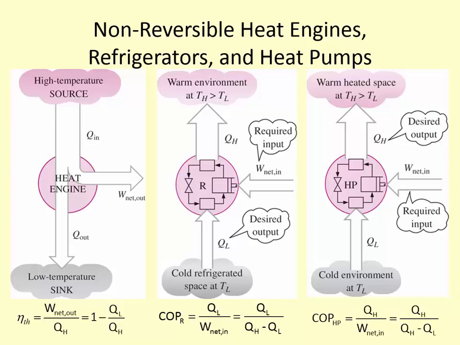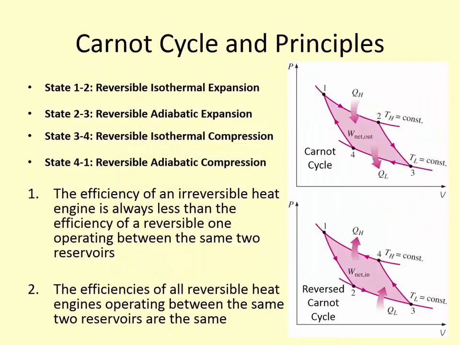The Carnot cycle we introduced last time, and this is a cycle which consists of 4 reversible processes. So we have states 1 through 4, which are denoted on a PV diagram.